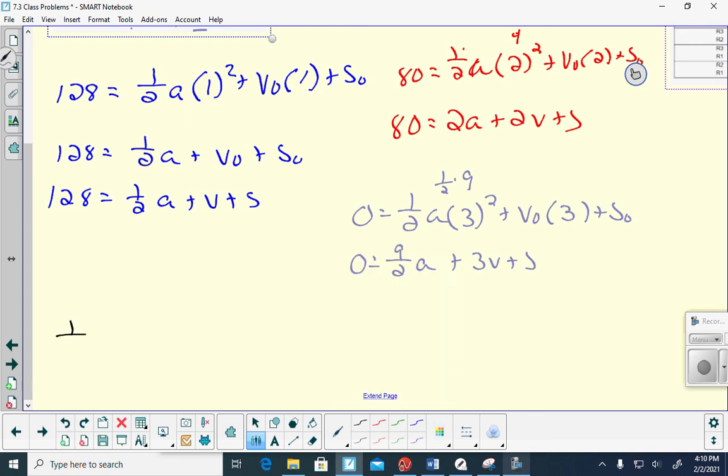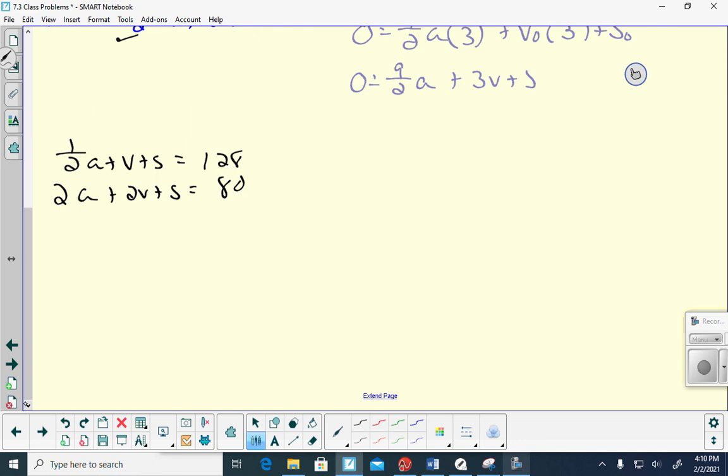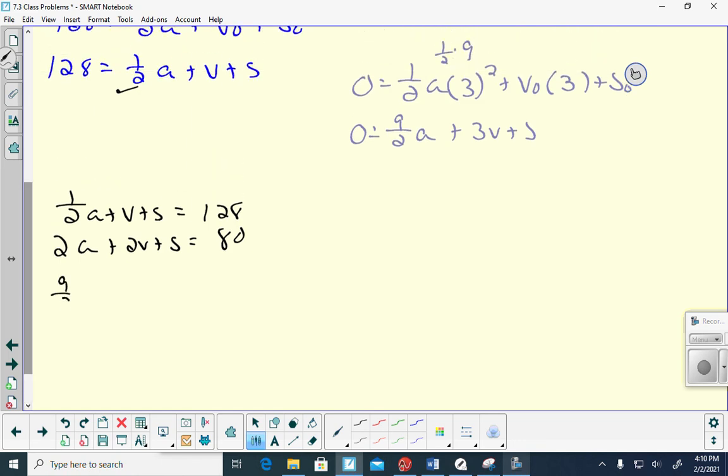So I'm going to have 1/2 a plus v plus s is equal to 128. That's my first equation. My second equation is 2a plus 2v plus s is equal to 80. That was my second equation. And my third equation is going to be 9 halves a plus 3v plus s is equal to 0. And that's my third equation. This is my system that I need to solve.